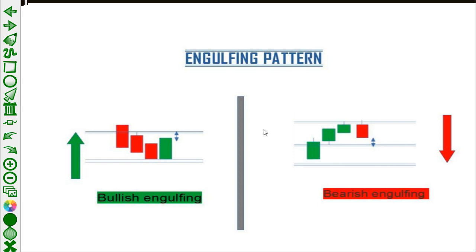So, before talking about the bullish engulfing breakdown, we need to consider some points before taking the trade of the bullish engulfing pattern. First, we need to confirm whether we are on the buyer side or the seller side.